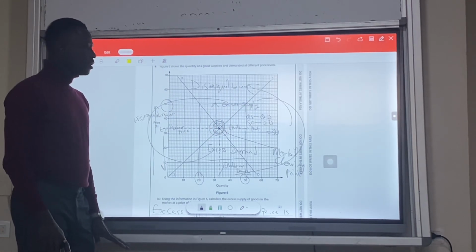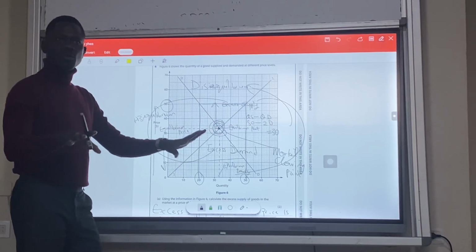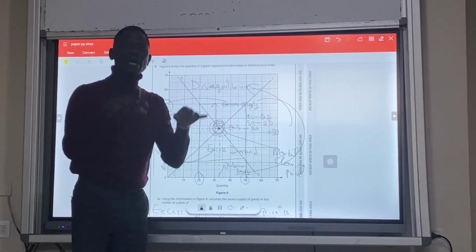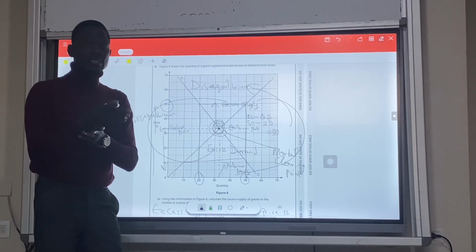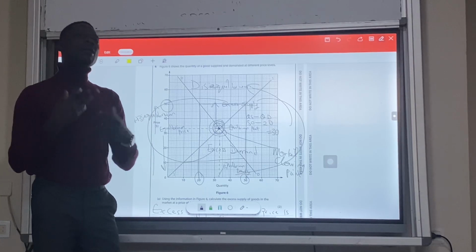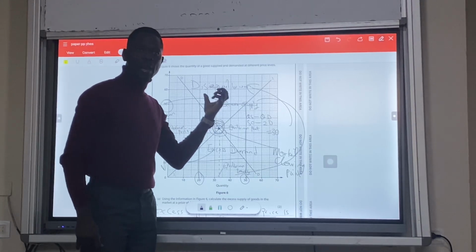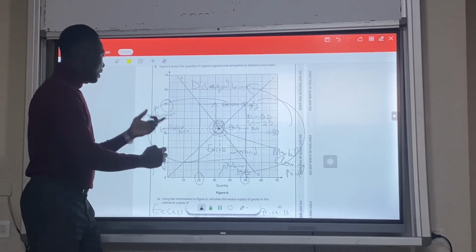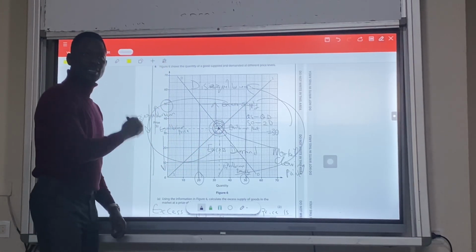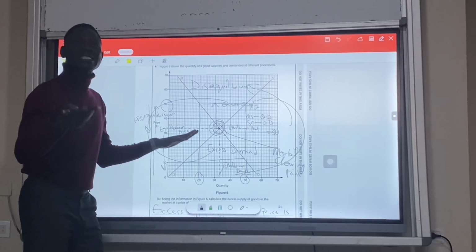Do you understand that? Disequilibrium is a situation where the market is not balanced. As far as there's disequilibrium in the market, we can correct it. How do we correct it? If it is excess supply, it means we have to reduce the price so that consumers can start buying again.